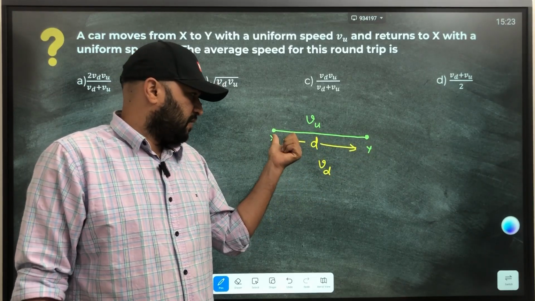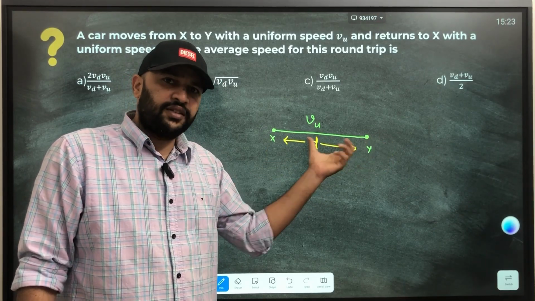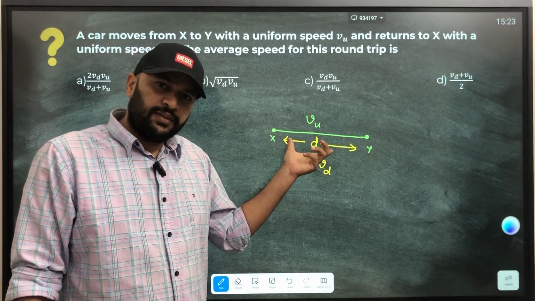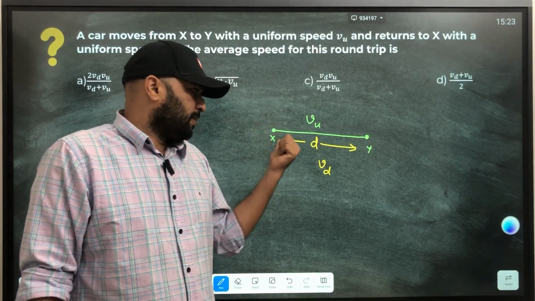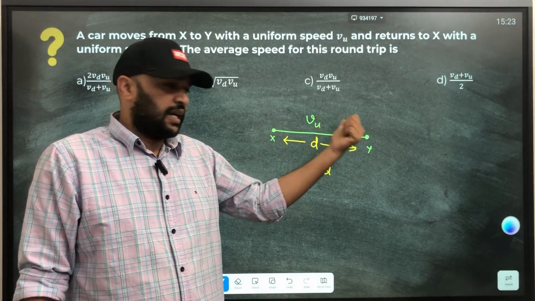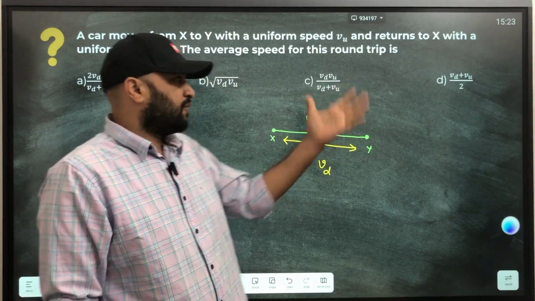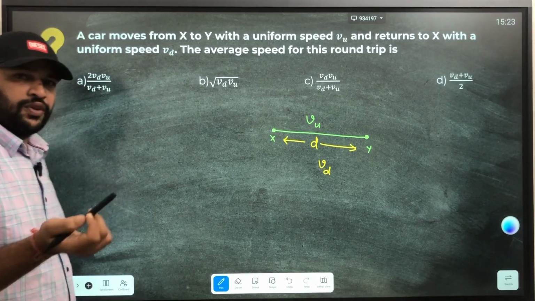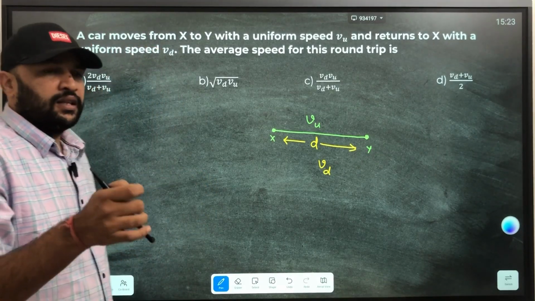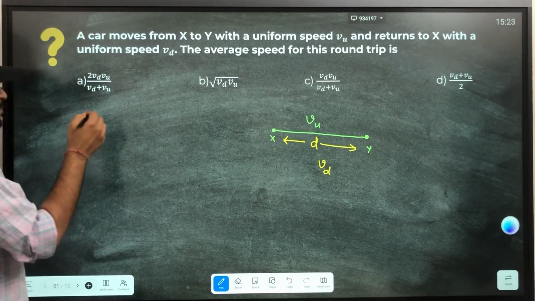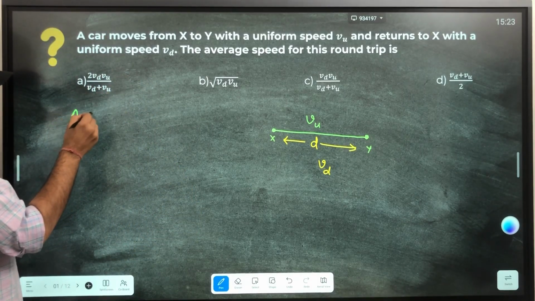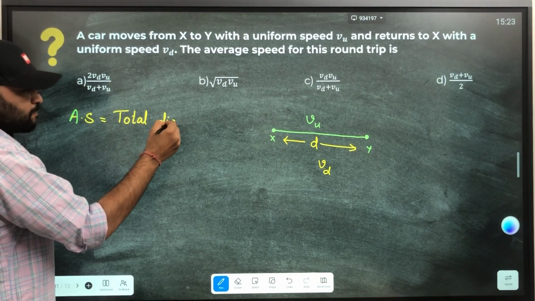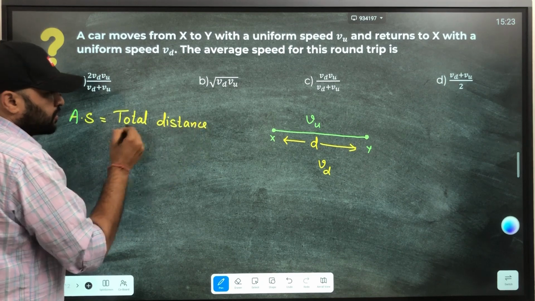The distance while it is traveling from x to y is fixed, which is d. I'm just assuming d. It is coming back from y to x, which is again the same distance d. It goes from x to y with speed vu, and while coming back it is vd. So we have to find the average speed around the whole journey. We already know from our previous lecture, and in case you have not seen it, you can find the playlist in the description. The average speed is nothing but total distance divided by total time.